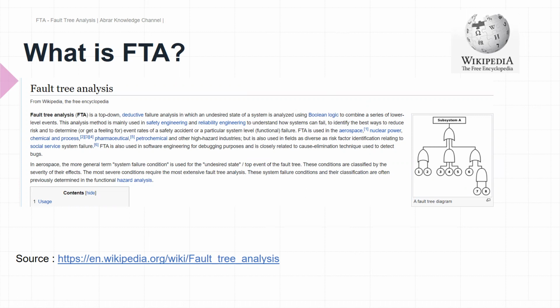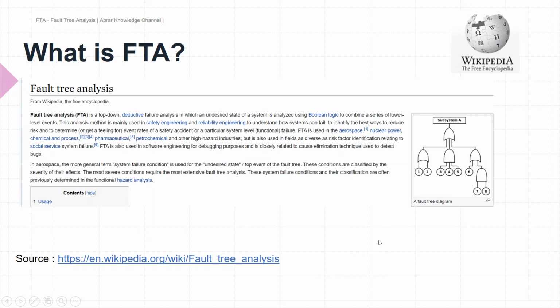And it uses Boolean logic and a combination of different gates like the OR gate, AND gate, NOT gate, and XOR gate, and all these gates we can use, right? This is mainly used for safety engineering and reliability engineering, in segments like aerospace, nuclear power, or chemical process, for anything where we can use the FTA to get to the surface and find the underlying root cause. This is the best method to determine it.